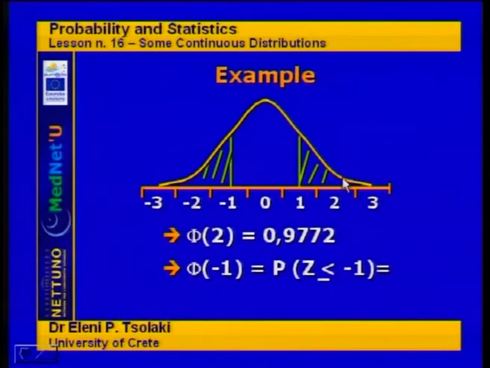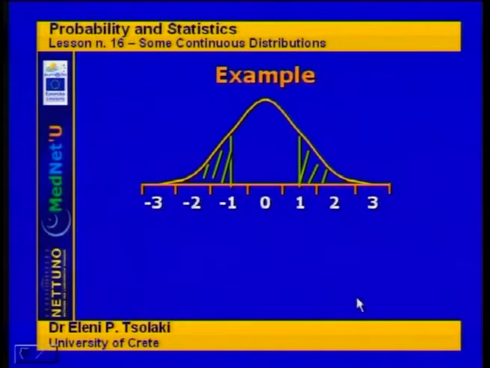This area under the curve is exactly the same as this. So this will be equal to the probability of z greater than 1. This is a continuous random variable, so the equal sign won't make a difference.